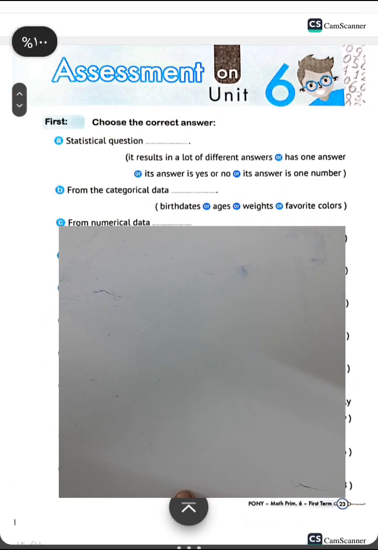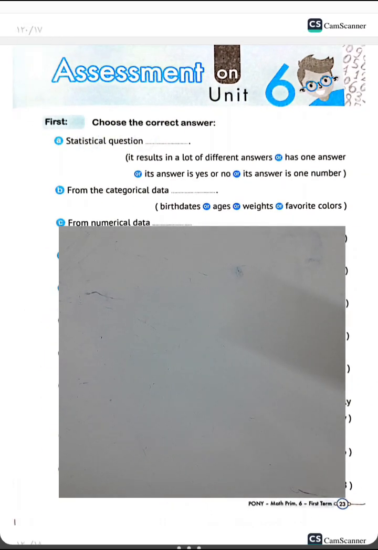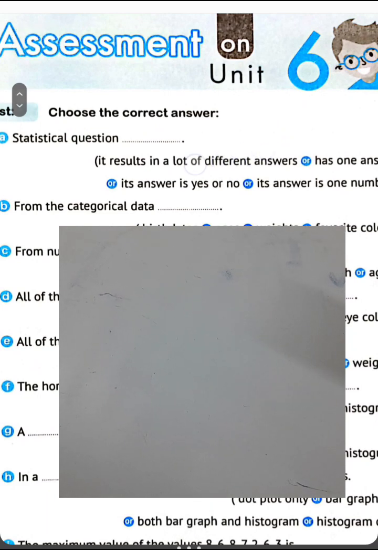First, choose the correct answer. Letter A. Statistical questions. It results in a lot of different answers. Choose the first solution here. Statistical questions result in a lot of different answers.